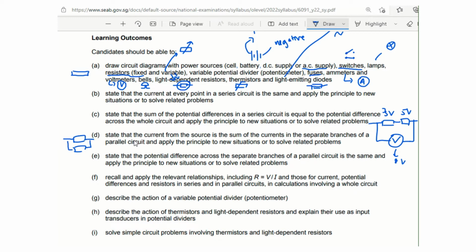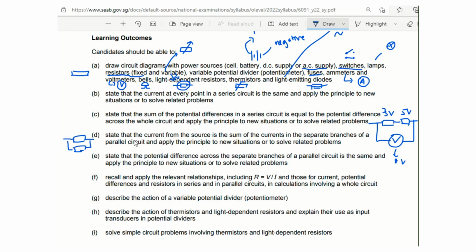So what this part D is trying to say is to find the total current, you can simply add up the current in the individual circuits, the individual parallel circuits.